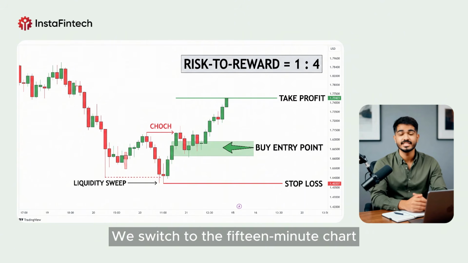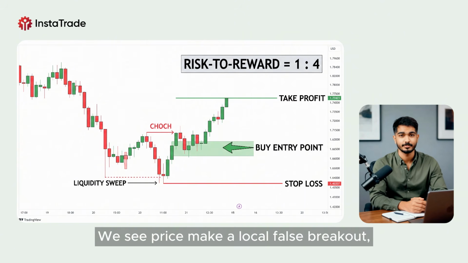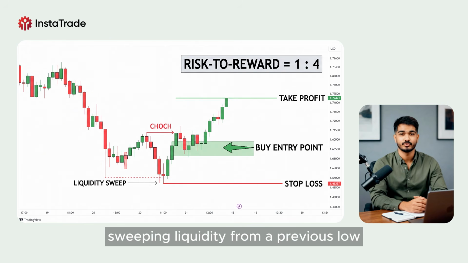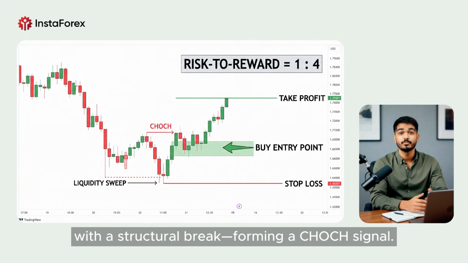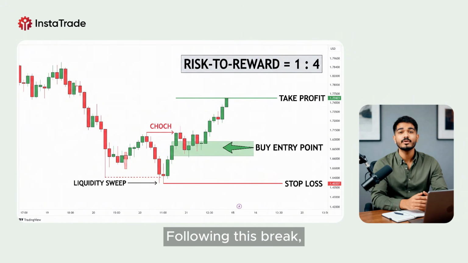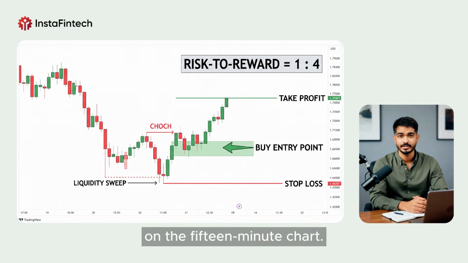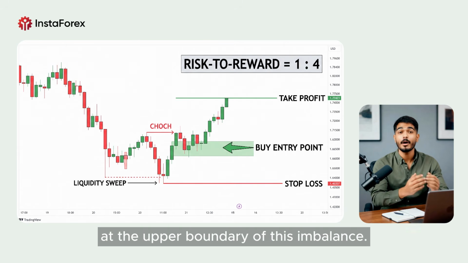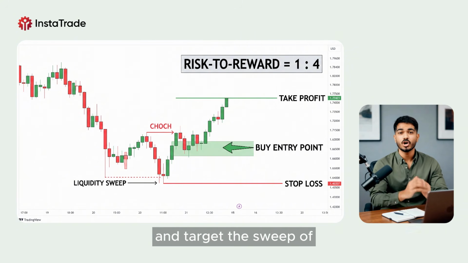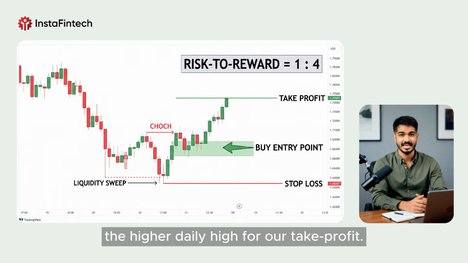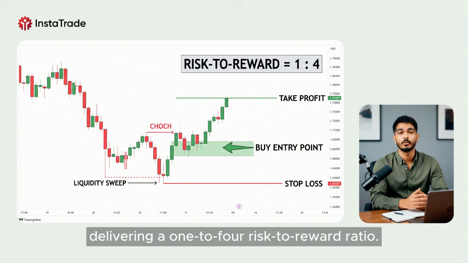We switch to the 15-minute chart inside our daily zone. We see price make a local false breakout, sweeping liquidity from a previous low and making a sharp reversal impulse upward, with a structural break forming a change of character signal. Following this break, a fresh imbalance zone appears on the 15-minute chart. We set a buy limit order at the upper boundary of this imbalance. We place our stop loss below the local low and target the sweep of the higher daily high for our take profit. The trade plays out perfectly, delivering a 1-to-4 risk-to-reward ratio.